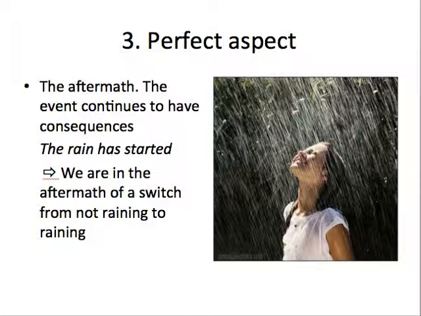Maybe it's not rained for a long time. Maybe it's been really, really hot. And people are just desperate for it to rain to clear the air. So, hey, come on, the rain started. The rain has started. Let's go outside and enjoy it. So we are in the aftermath of a switch from not raining to raining. Okay, so what we've done in this particular chapter, we've looked at the notion of tense, we've looked at the notion of aspect, and we've looked at the interaction between the two, and we've also looked at how grammatical aspect interacts with lexical aspect.